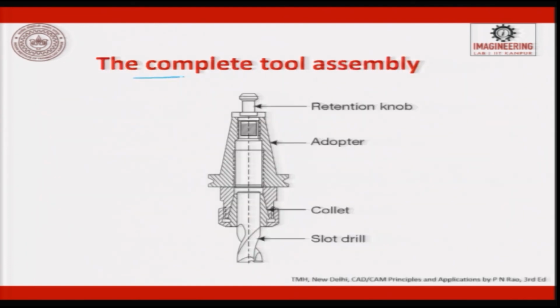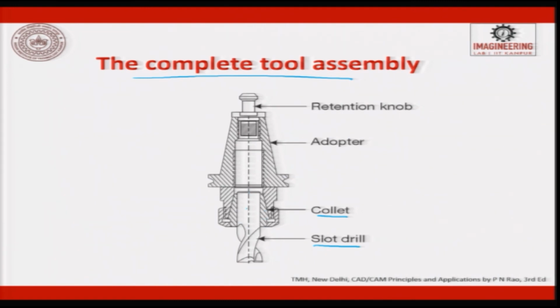When we look at a complete tool assembly for a milling cutter, or a slot drill, this is a slot drill, and it is fixed inside a collet. This collet has an adapter; this is an adapter, this is a collet. This collet is spring loaded. So, you can press fit it and then get it removed. Then you hit it from the back or you shake it, and it comes out.